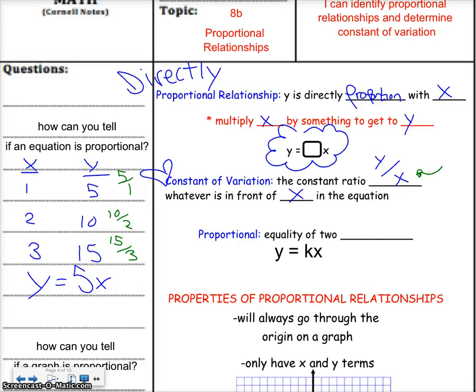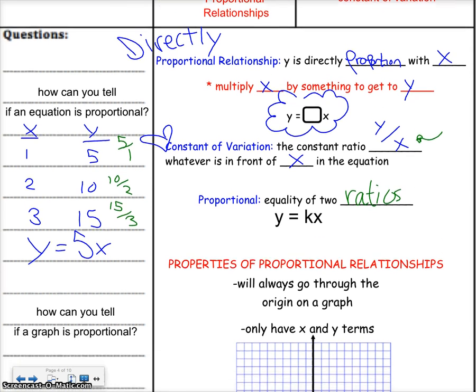So today I'm going to ask you to find constant of variation, and it's not going to be as quick mental math. You're going to have to think about, okay, according to the definition on the front page, it is whatever the ratio y over x is. Okay? And proportional is the equality of two ratios. I'm not sure why I put that there, but whatever. We'll roll with it. Okay.